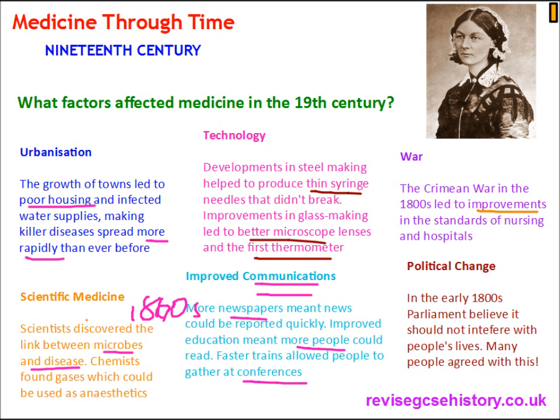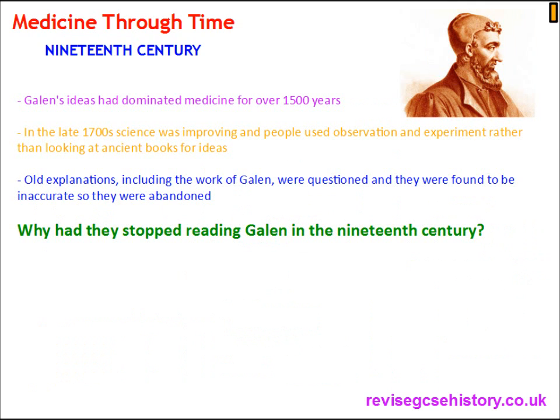Another factor, political change. In the early 1800s, Parliament believed that it should not interfere with people's lives. Many people agreed with this. They had what we call today, laissez-faire attitudes. The government should leave stuff be, not get involved, and leave measures such as providing public health measures to individuals and not get involved. This was a reason why people's health during the 19th century became worse than ever before.